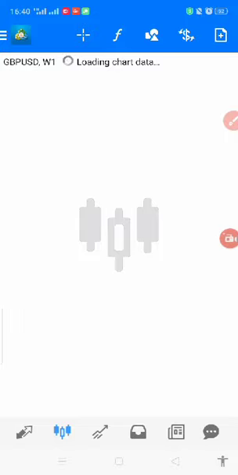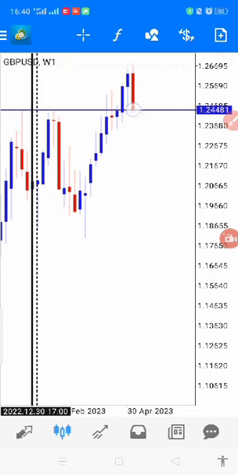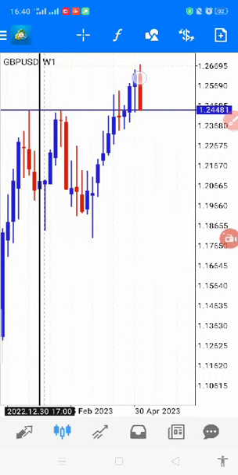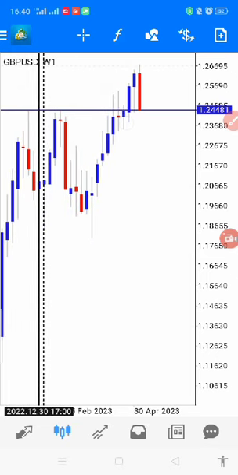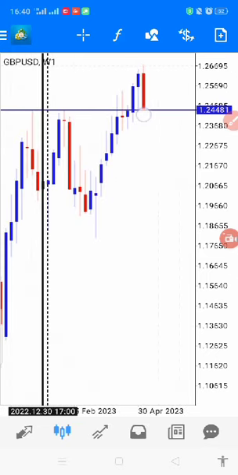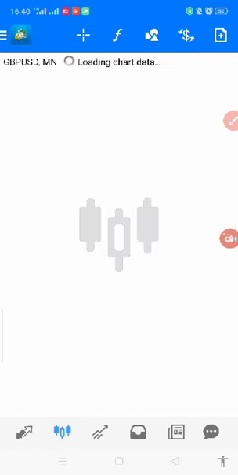Then we have weekly. So throughout last week, we had more sells than buys. The previous one, we had more buys than sells. So please take note, we had more sells than buys last week. Then we don't know what will happen for this week. That's by the way. MN.